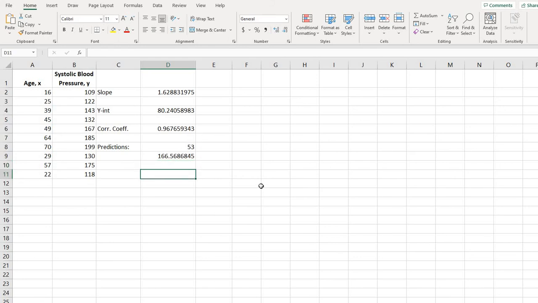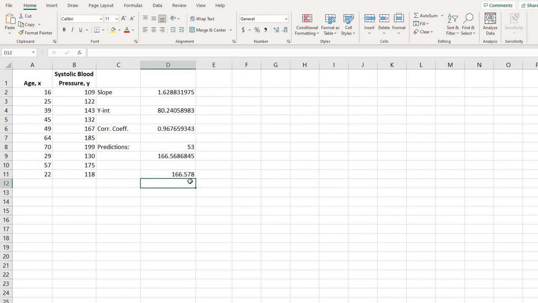Okay, if you are working in an online homework platform, it is possible that they want you to round first, which I don't advise because when you round, it can throw off the calculations. But if you plug in 166.56 and it gives you the wrong answer, you may want to try going back and just rounding it to whatever place your homework platform told you to. So let's say that it told us to round to three decimal places. Then I can type in the slope 1.629 times my predicted value, because that's my x, plus my y-intercept, which would be 80.241. And then when I hit enter, notice it gives me 166.578.